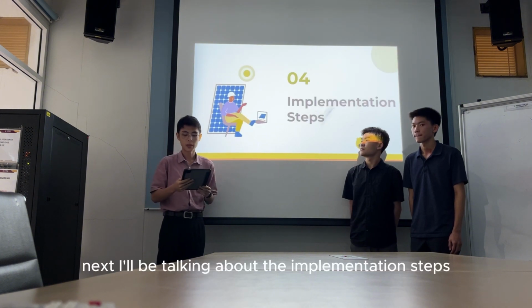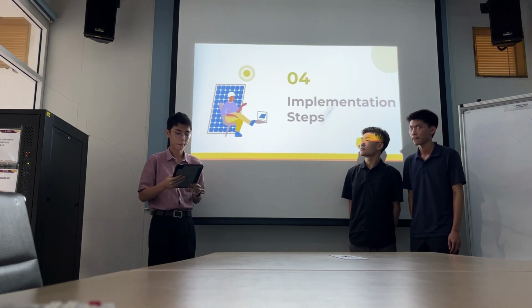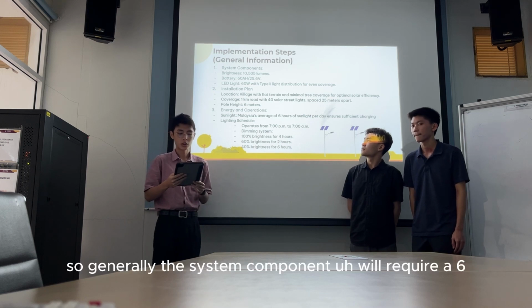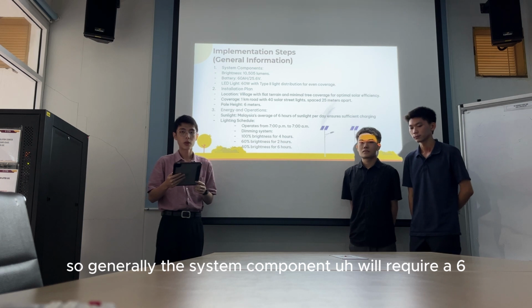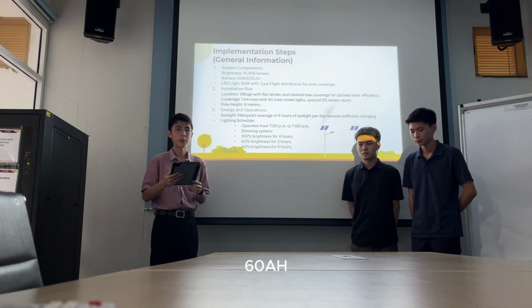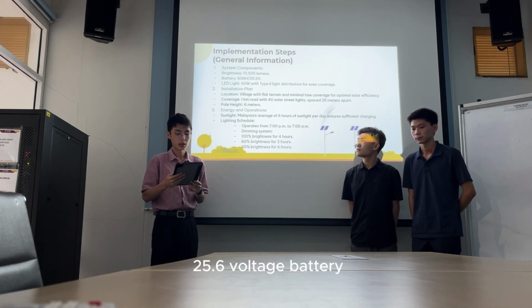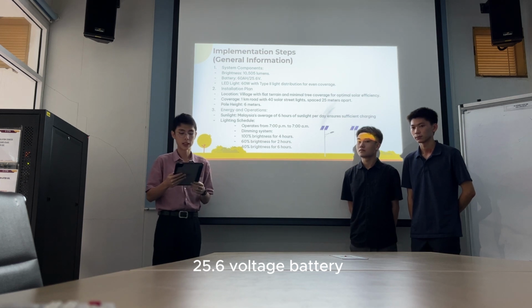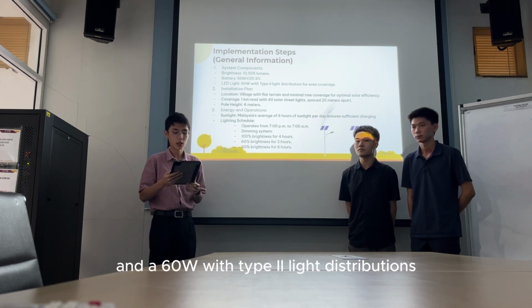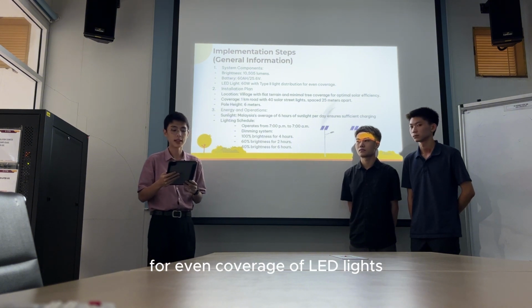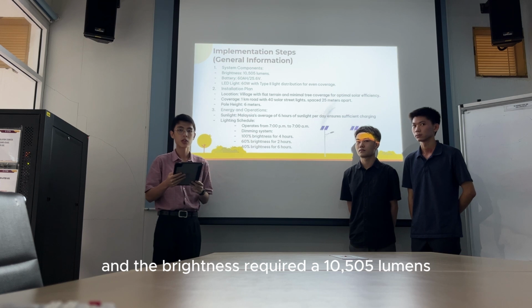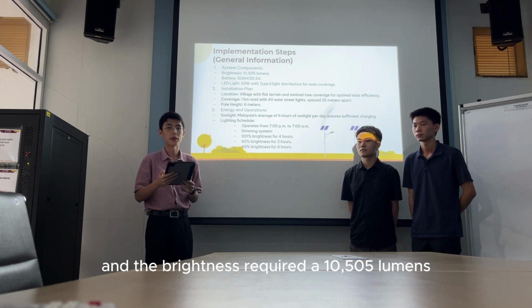Next, I'll be talking about the implementation steps. Generally, the system components will require a 60 ampere hour, 25.6 volt battery and a 60 watt LED light with type 2 light distribution for even coverage, and the brightness required is 10,505 lumens.